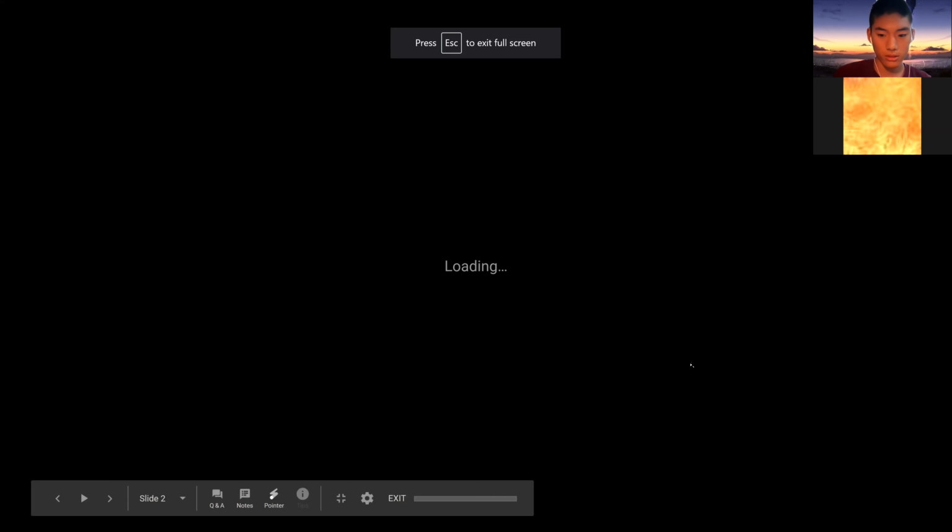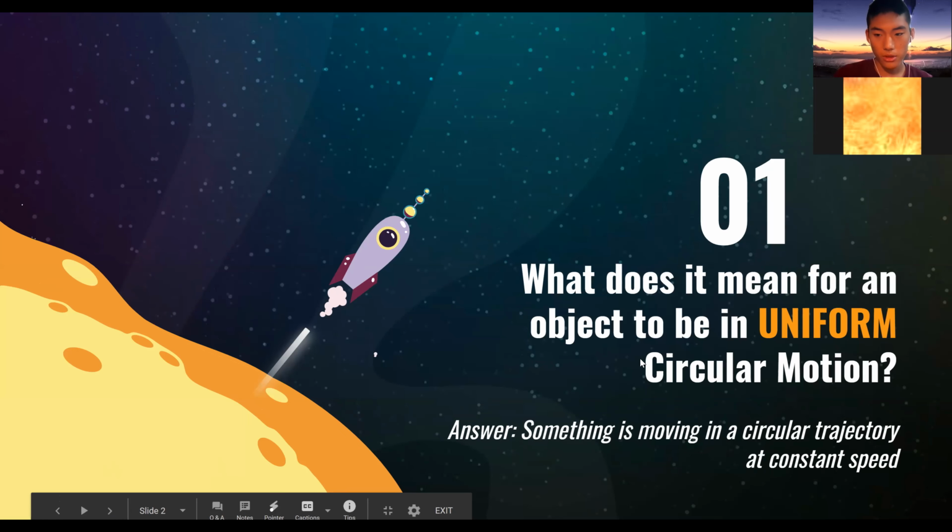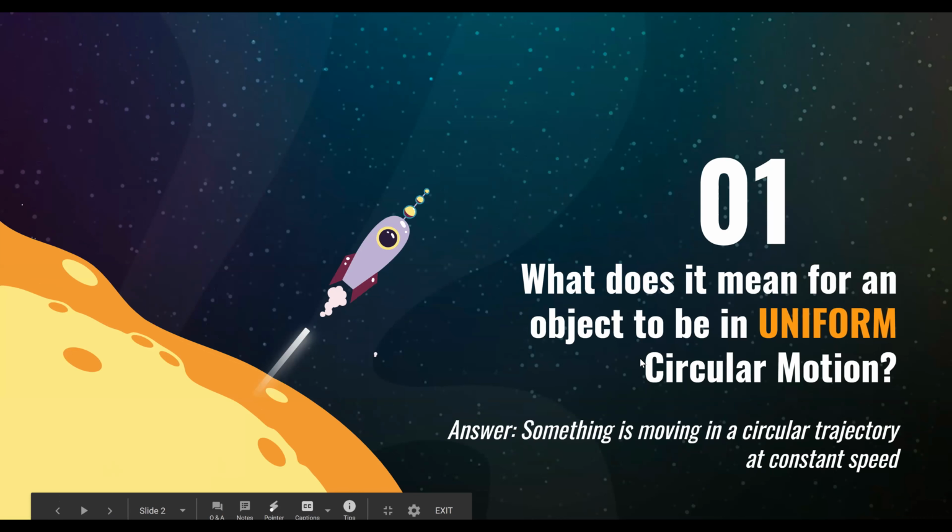Okay, so I think most of you guys all nailed it right on the head. Uniform circular motion is basically an object moving at constant speed. However, it's moving in a circle, if you could think of it like that. So now we're going to go back to the presentation, and here's the answer. Something is moving in a circular trajectory at constant speed. Okay, it's very similar to what you guys said before too.